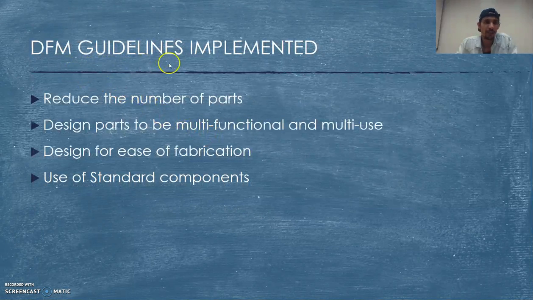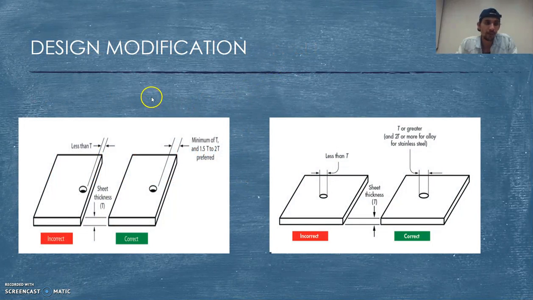So the basic DFM guidelines I have implemented in this project are to reduce the number of parts, design parts to be multifunctional and multi-use, design for ease of fabrication and use of standard components. As we know that in sheet metal design, the diameter of the hole must be greater than the thickness of the sheet. So parts like handle support, upper shear blade, lower shear blade will ensure that they possess these characteristics.